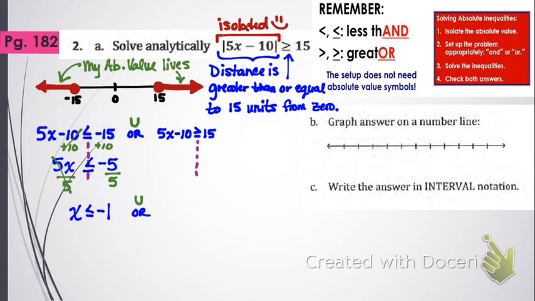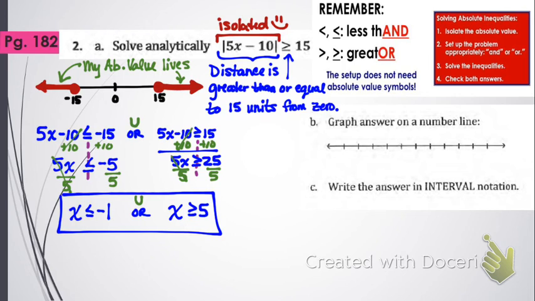Over here, I'm going to add 10 to both sides here too. 5x is greater than or equal to 25. So what do I have when I divide them both by 5? X is greater than or equal to 5. When I go to graph that on my number line, we're still going to see that gap show up. Positive 5 is going to be over here somewhere, filled in and shaded to the right.